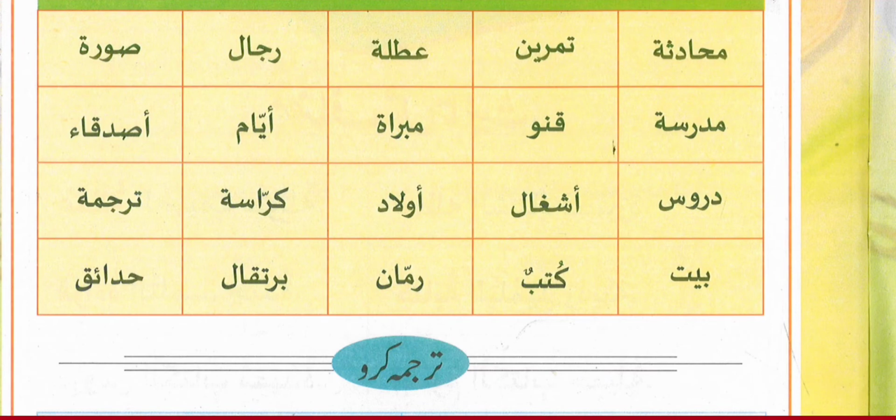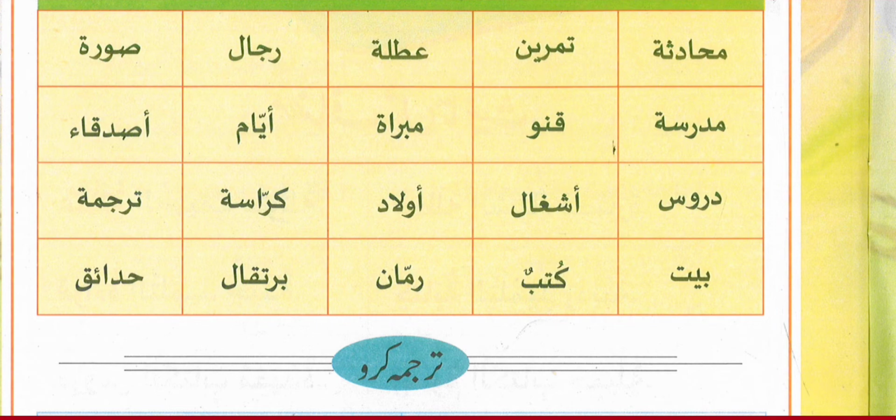Now, before this, let's translate. محادثة, هذه محادثة, this is a conversation. ذلك تمرين, that is an exercise. هذه عطلة, this is a holiday. أولئك رجال, those are men. هذه صورة, this is a picture. تلك مدرسة, that is a school.